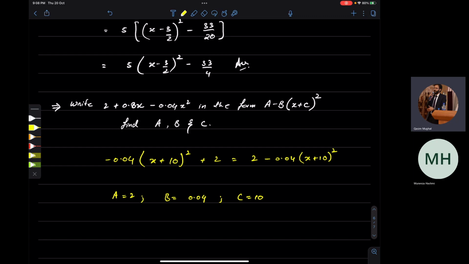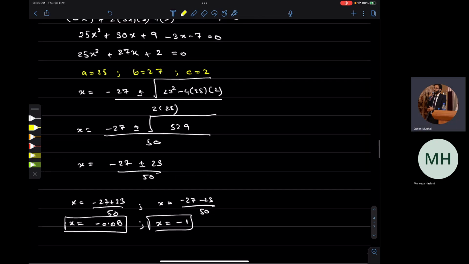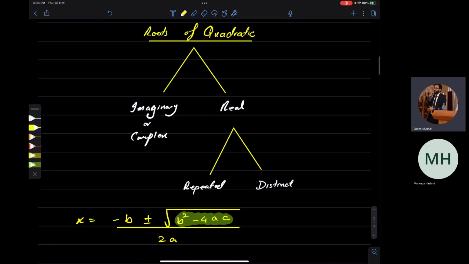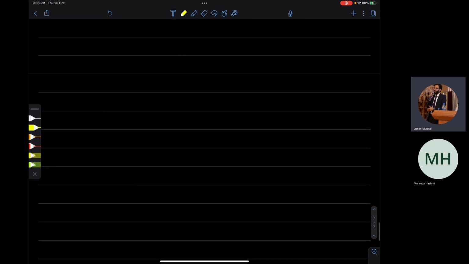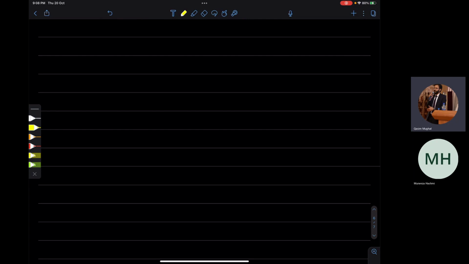Great. Now, we've done quite a lot today about quadratics. The next thing is functions. We're not getting into details of the functions, but we're just saying we can have functions in the form of quadratics, okay? The functions of quadratics.